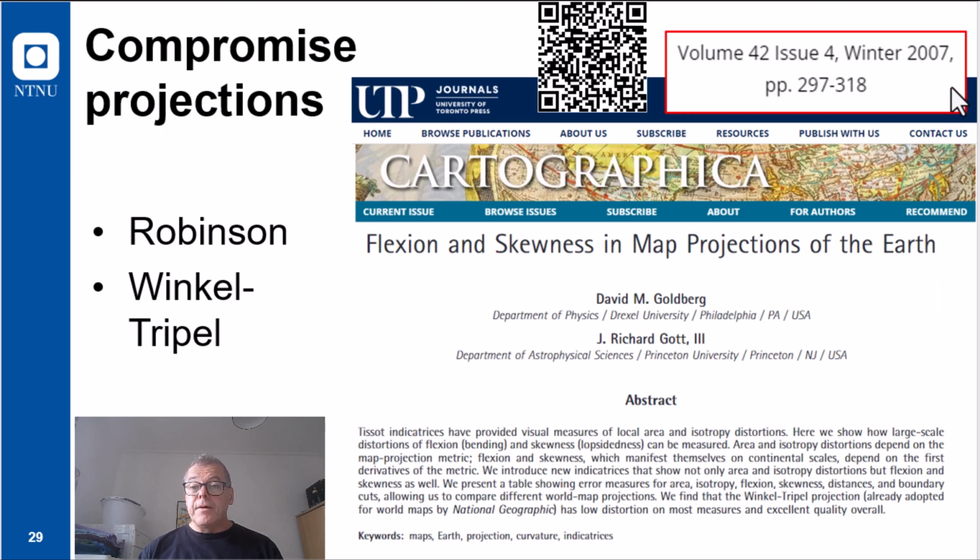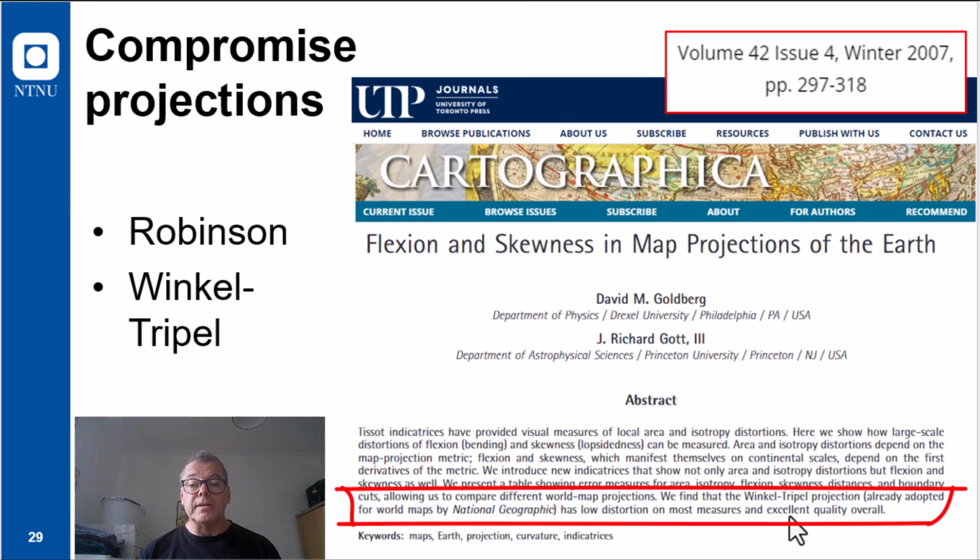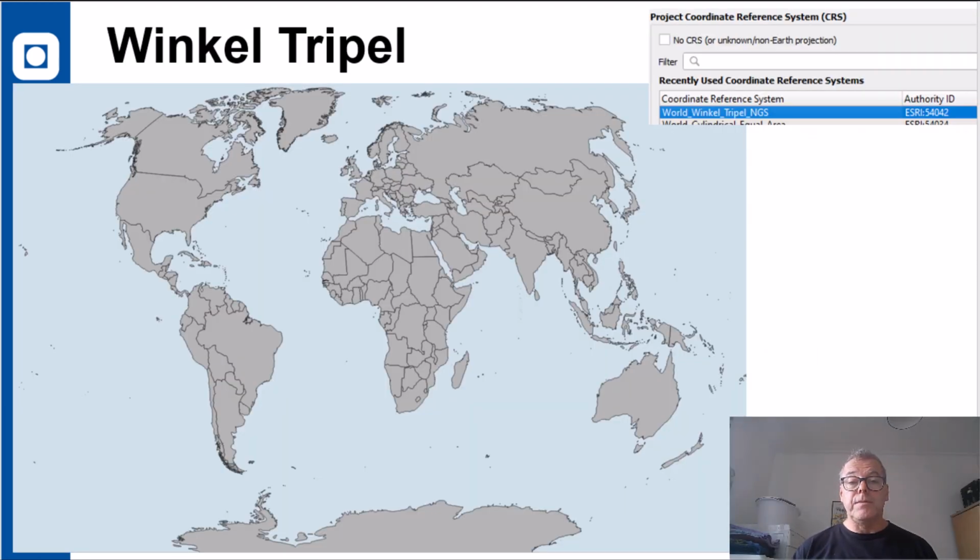Perhaps especially after 2007, when this article evaluated a lot of map projections and found indeed that the Winkel Tripel projection has a low distortion in most measures and overview quality assessed as excellent, and therefore was adopted by, for instance, the National Geographic when they are producing world maps. This is how it may look if made on a world map in QGIS. So this is available from the Coordinate Reference Systems menu.